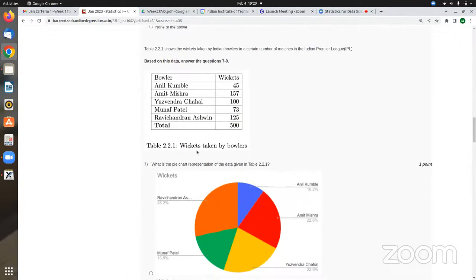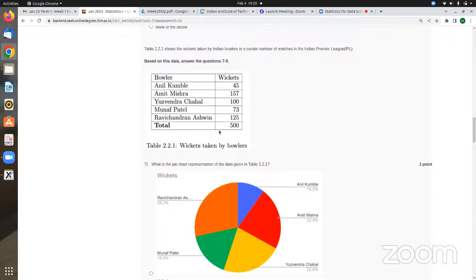So this question number 7 is based on this table, right? Wickets taken by a player. So what is the pie chart representation of the given data? I think you guys were discussing this question in between, right? Yes, sir. This one. Okay.